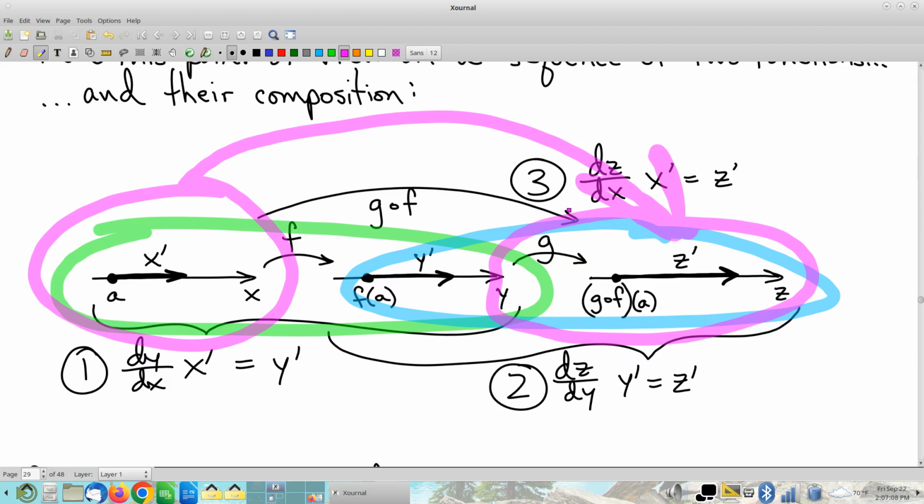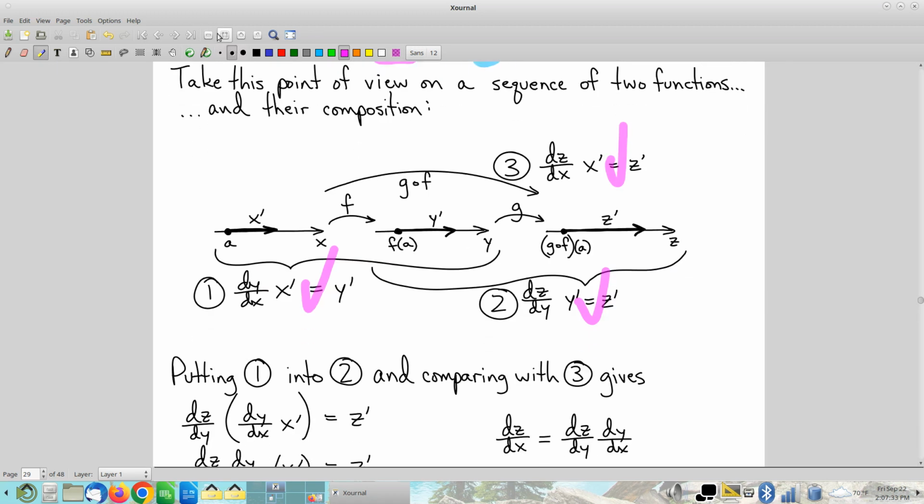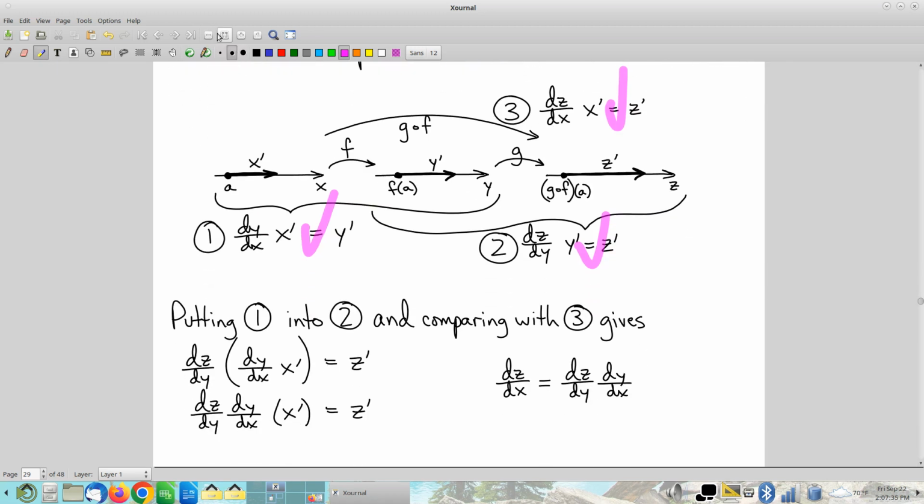Okay, so each one of these three functions, you can interpret the derivative as a factor. And so I've done that in three different places here. There, and there. The derivative of each one of these three functions is what you multiply by input velocity to get output velocity. And then you can relate these equations to each other. You can, as I wrote here in the notes, basically plug 1 into 2 and then compare to 3. And if you want to do that algebraically, feel free.